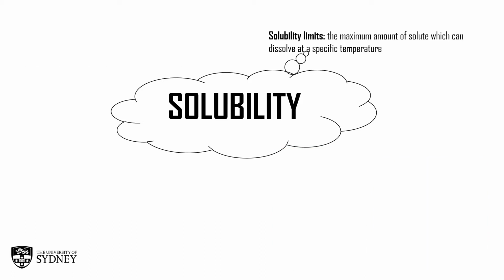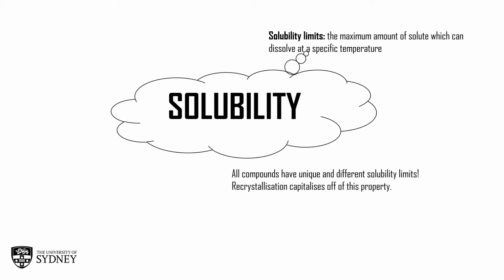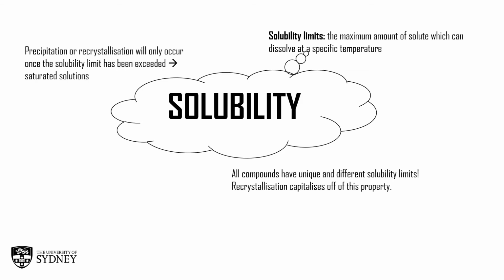What's a solubility limit? It's basically the point at which no more of a solute can be dissolved in a solvent at a specific temperature. Every compound has a different and unique solubility limit, and this difference between each compound is what recrystallization is based off. So recrystallization or precipitation can only occur once the solubility limit has been exceeded. This is in saturated solution.